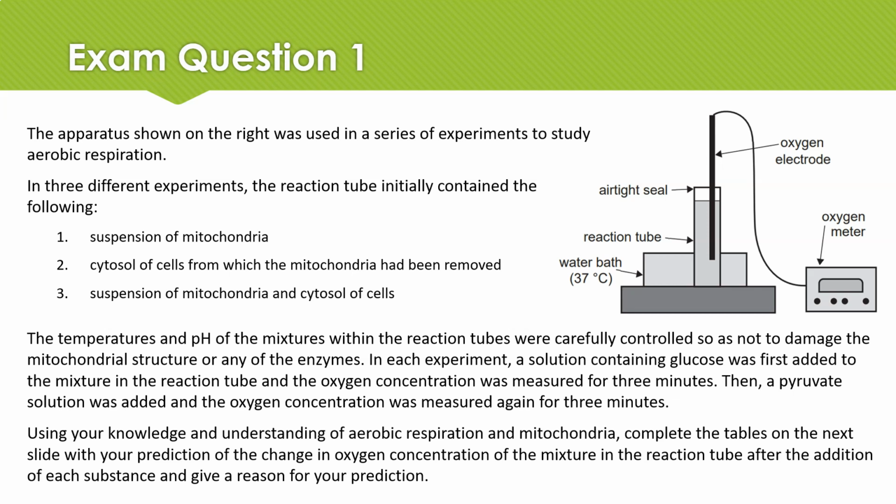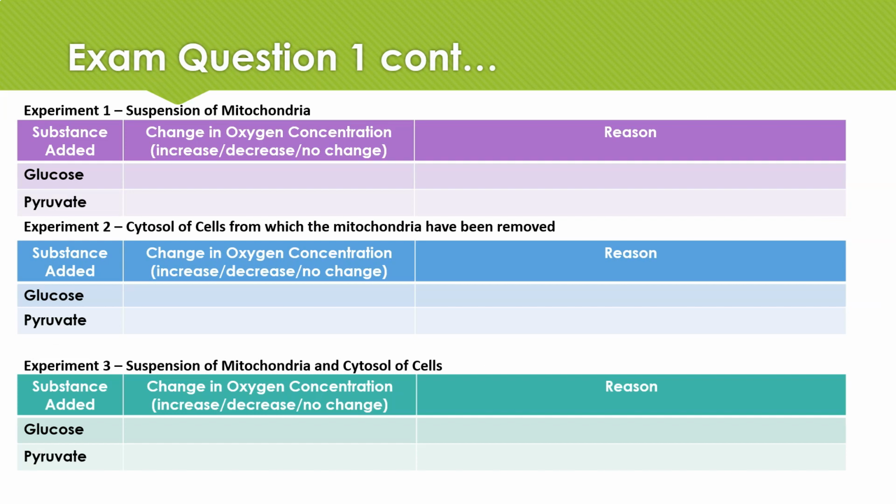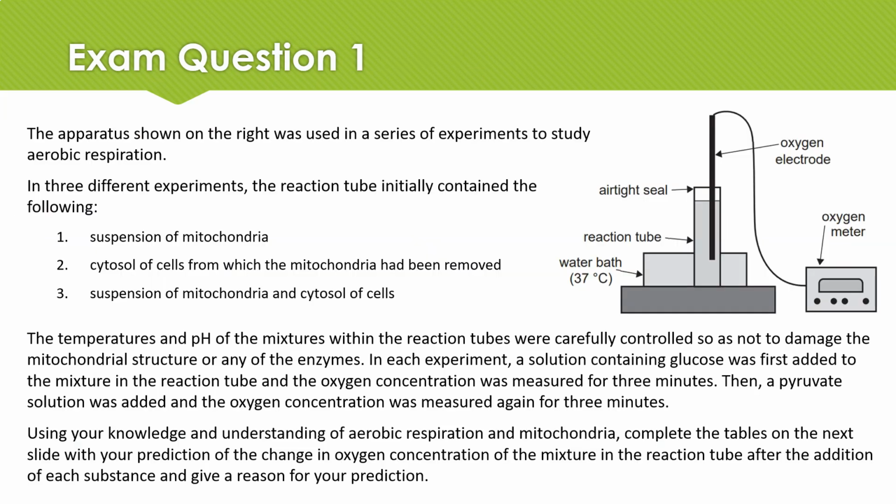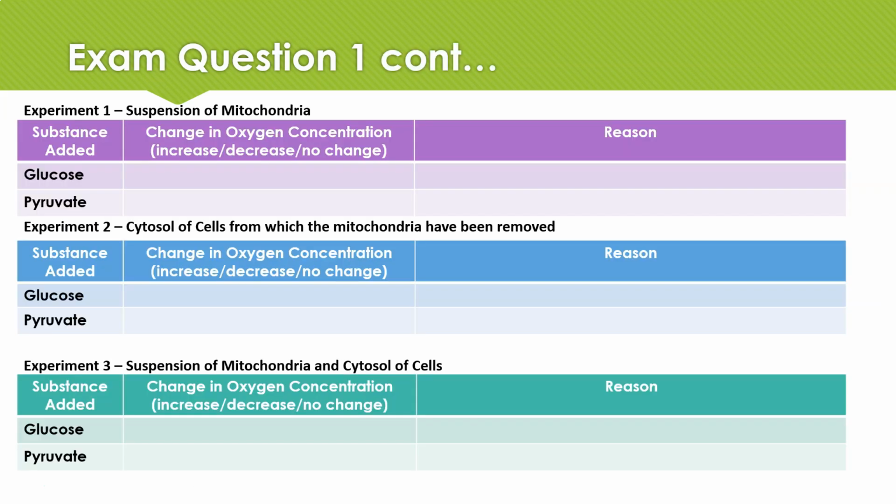So what you need to do in a moment is fill in these tables, and you can see you've got your 3 different experiments, and those relate to these 3 different tubes that you've got listed there and what's in them. And for each one, you need to say, what do you think will happen to the oxygen concentration when you add glucose? Do you think it will increase, decrease, or have no change? And what do you think will happen when pyruvate is added? Okay, increase, decrease, or no change.